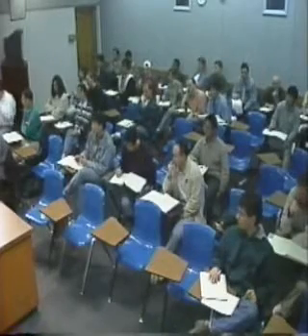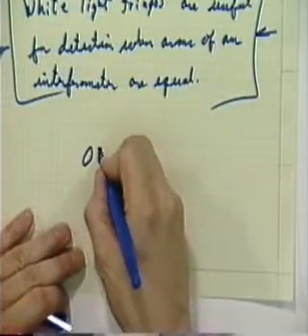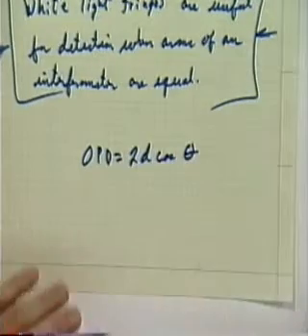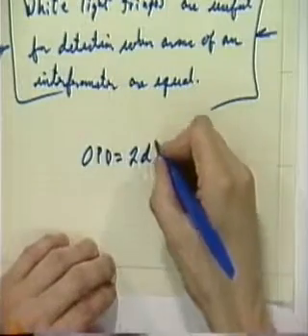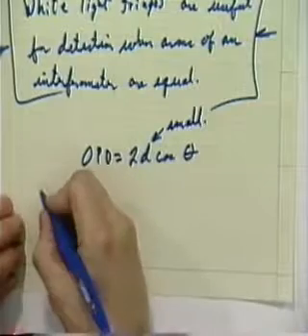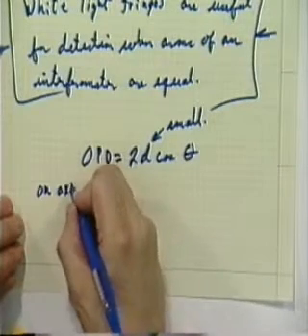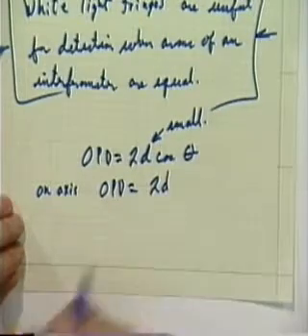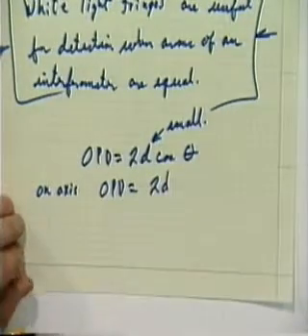A few microns, I think, probably, wasn't it? In any case, d could be very small in order to get fringes. And so if we write down here that OPD is 2d cosine theta, okay? d is small. On axis, OPD is 2d, theta is 0.